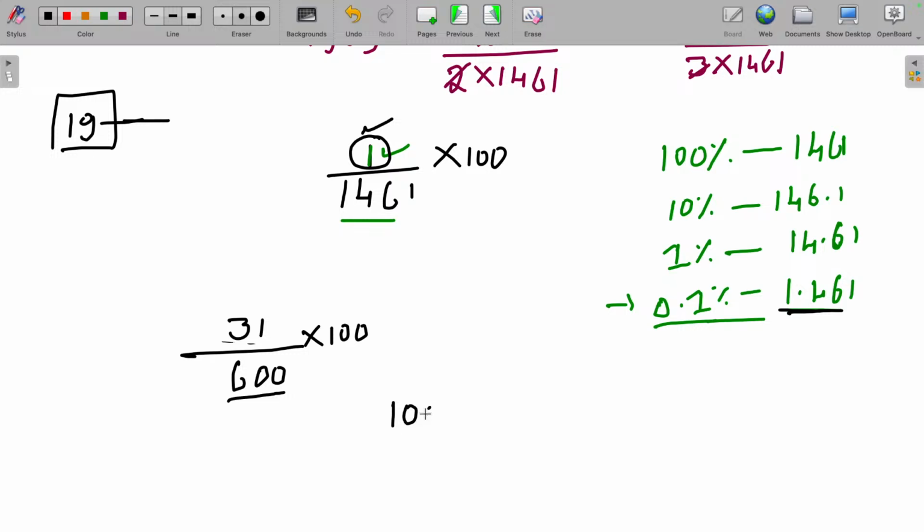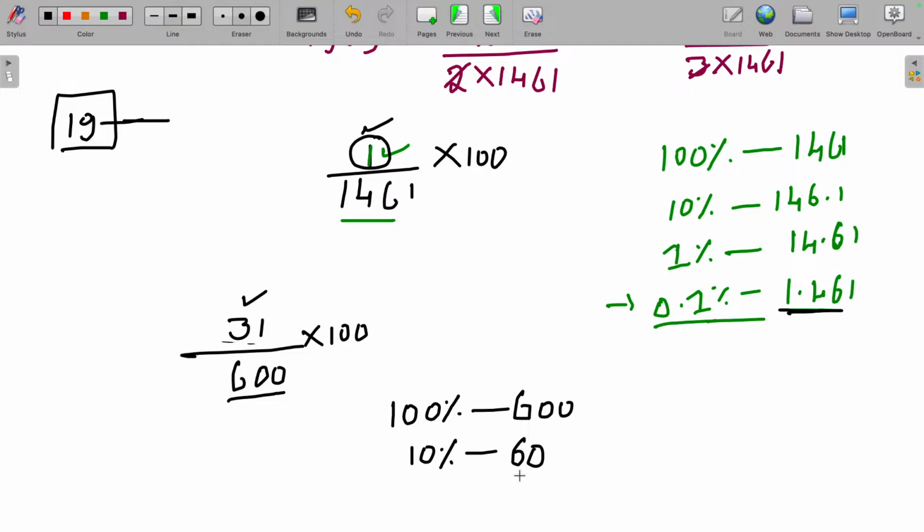Always remember, the denominator will be 100 percentage. 100 percentage is equal to 600. I want 31. Can you tell me 10 percentage is how much? 60. Correct. Now you want actually 31. Tell me, will you go 20 percentage? Will you go 5 percentage?